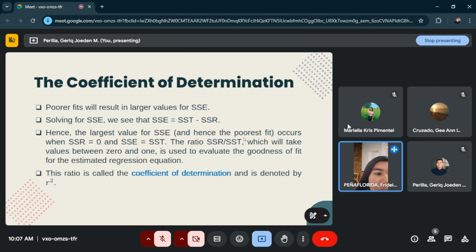So the key idea here po is that poorer fits will result in larger values for SSE. So, ibig sabihin po, hindi maayos na naiipaliwanag ng model ang data. And when SSR equals 0, the model explains none of the variability. And yung SSE naman po equals SST, indicating the worst fit. So, the ratio SSR over SST is a measure of the model's goodness of fit and is known as the coefficient of determination or R squared. So, yun po yung sinasabi na the ratio is called the coefficient of determination and it is denoted by R squared. Next slide po.